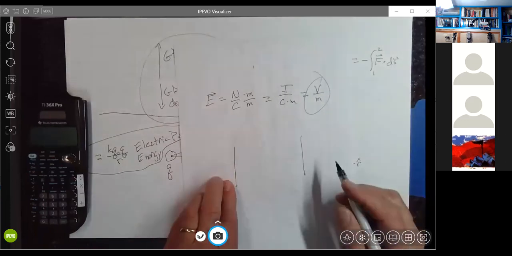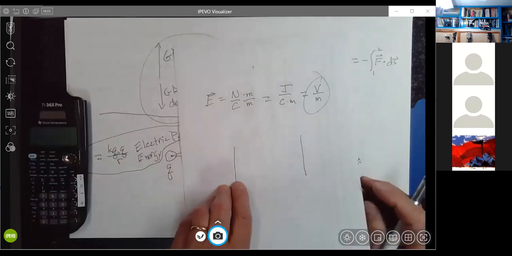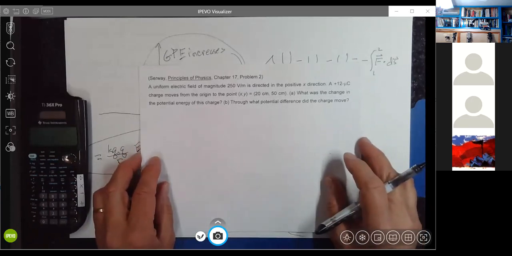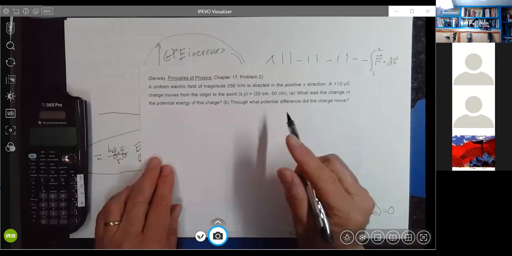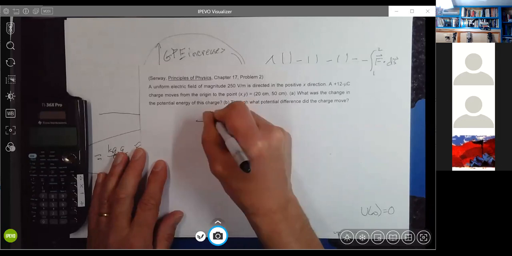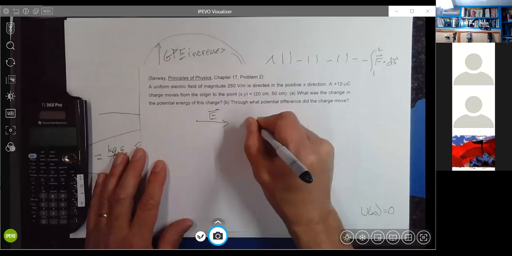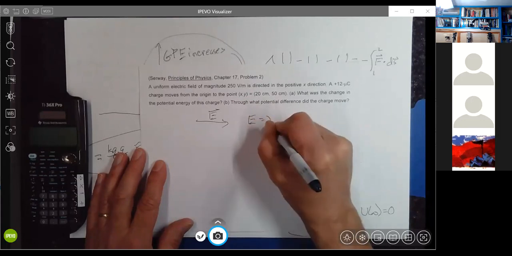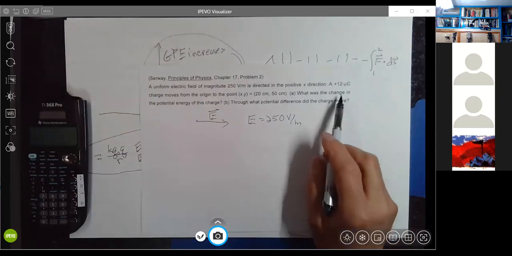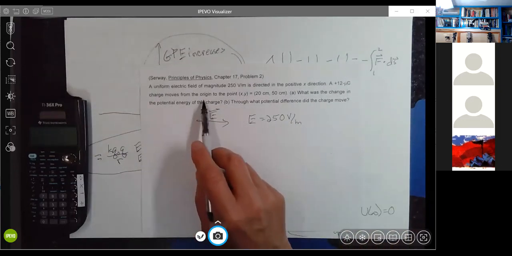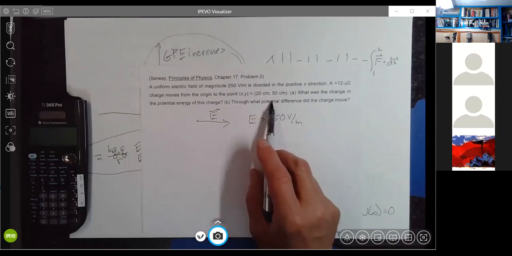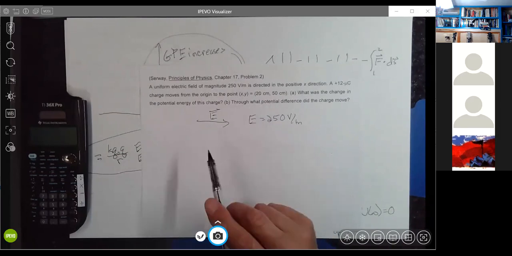So this is a reasonable way of thinking of the electric field sometimes, and it's also kind of handy. So, uniform electric field, 250 volts per meter, directed in the positive x direction. Okay, so here's E in the positive x direction, and the magnitude of E is 250 volts per meter. A 12 microcoulomb charge moves from the origin to the point x, y equals 20 centimeters, 50 centimeters. What was the change in the potential energy for this charge?